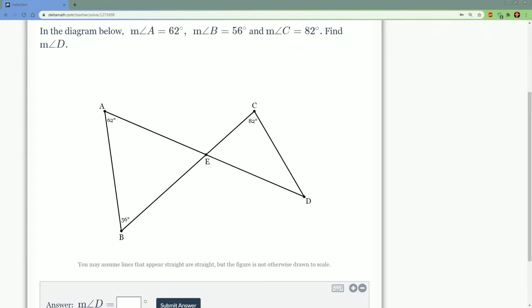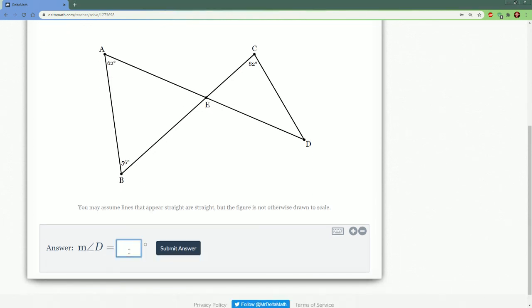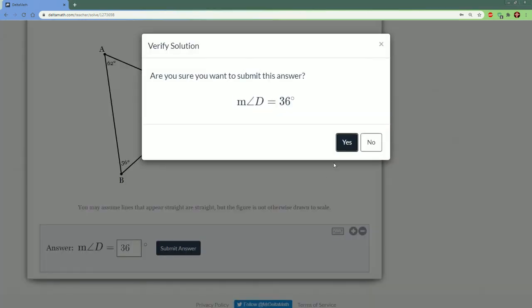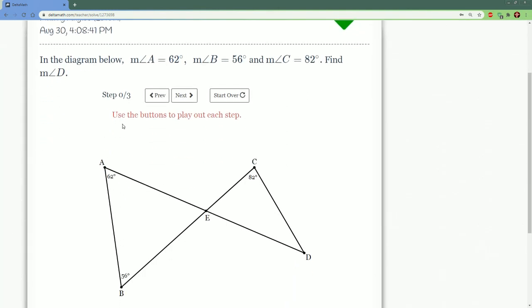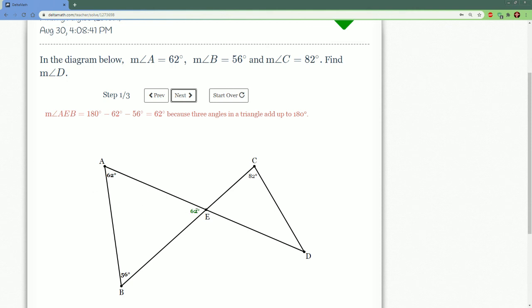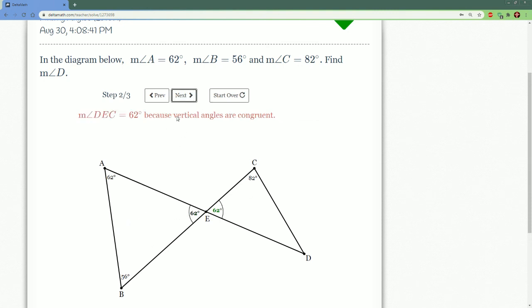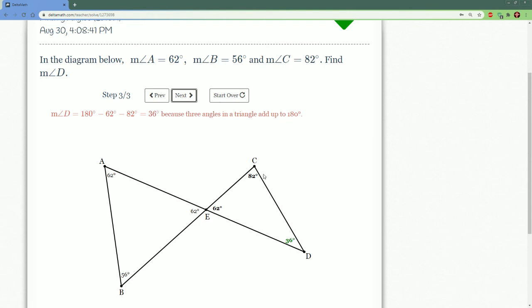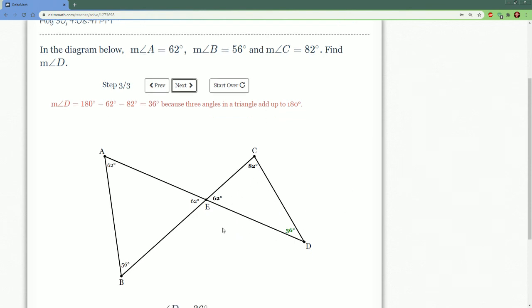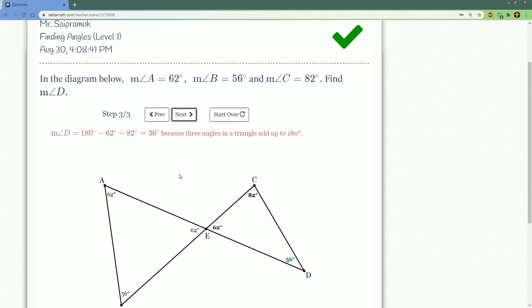All right, so let's see if we are correct. Is this 36? Let's submit our answer. We did it correctly. Here, Delta Math shows us how we can do it. First of all, they got this as 62. They set it up right here, because the total here has to be equal to 180, because the three angles inside a triangle have to add up to 180 degrees. That's the first step. Second step, vertical angles. Third step, we know that these two have to add up to 180 degrees. Okay, so this is a very good problem to show all the different properties. All right, there you go.